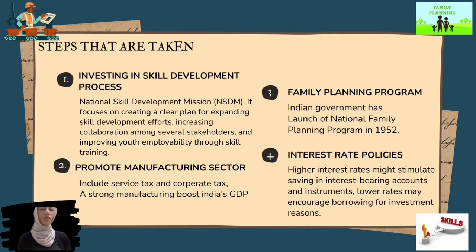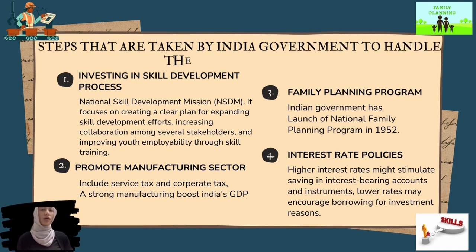For investing in skill development programs, the government has run a lot of programs. The first one is the National Skill Development Mission. It focuses on creating a clear plan for expanding skill development efforts, increasing collaboration amongst several stakeholders, and improving young people's employability through skill training. Also, the government provides loans to micro and small enterprises for various purposes, including skill development, and operates through many financial institutions, such as banks, non-bank financial companies, and microfinance institutions. These loans are typically small and have flexible repayment options.